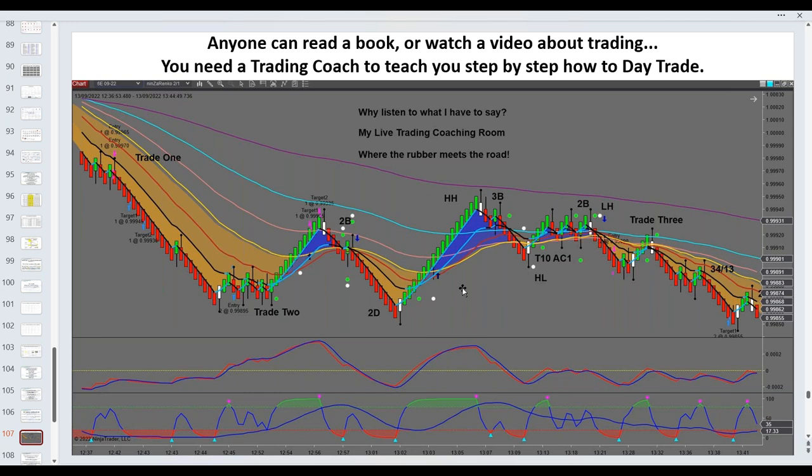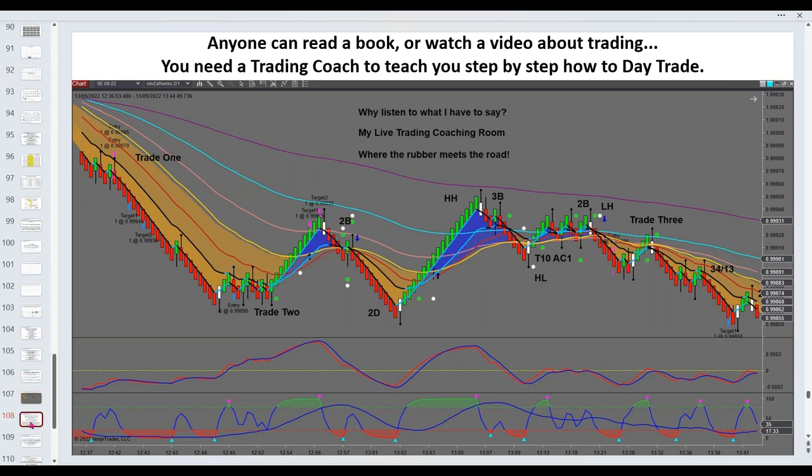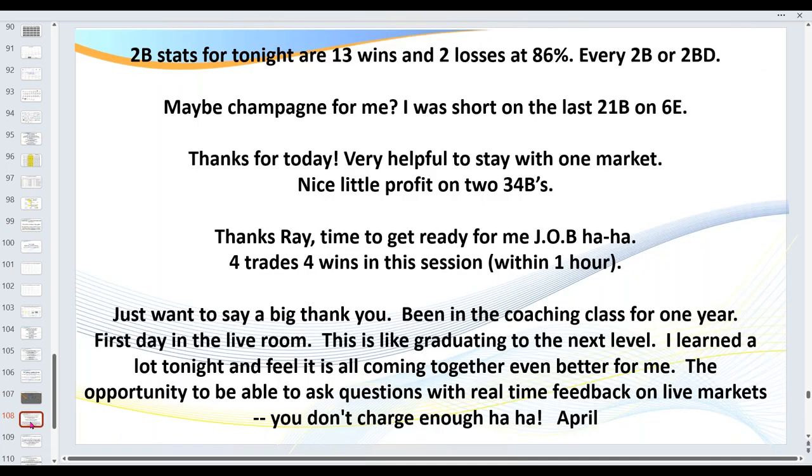The only thing is, in the room, I do not trade divergence. And the reason I do not trade divergence in the room is I do not want members trading divergence until they've mastered trading with the trend. I point them out, but I won't fire off live trades, because you just want to stand away from trading divergence initially. But as I say here, anyone can read a book or watch a video, but it's about watching it firsthand.